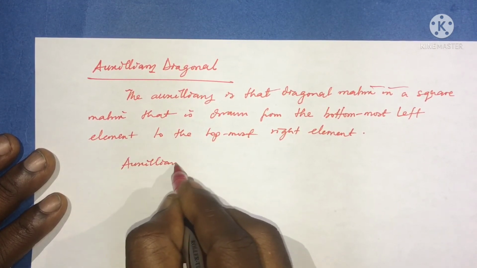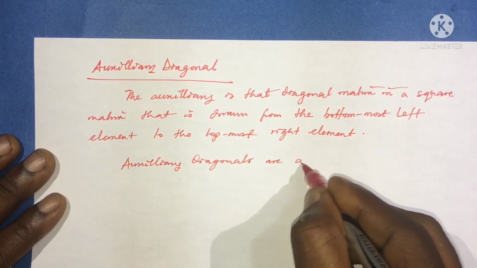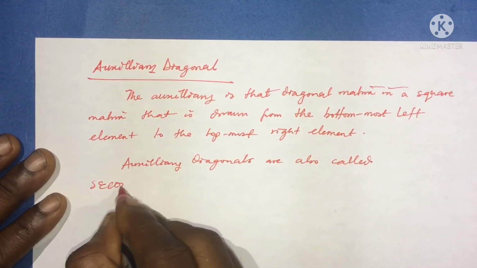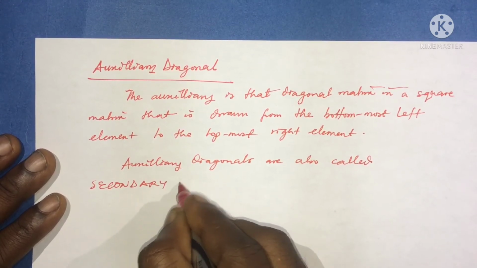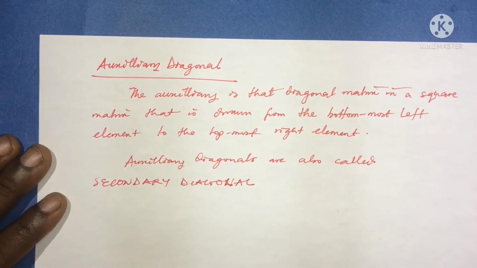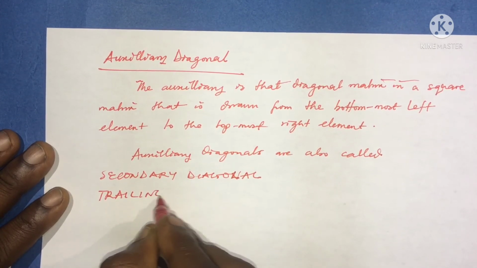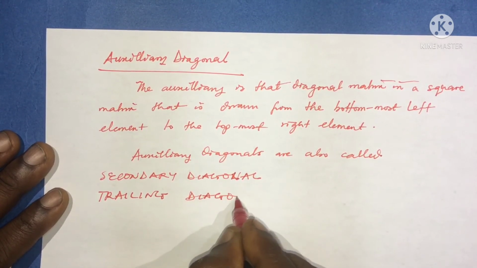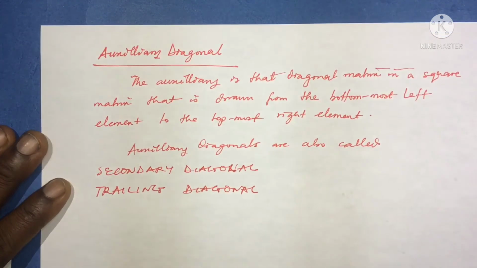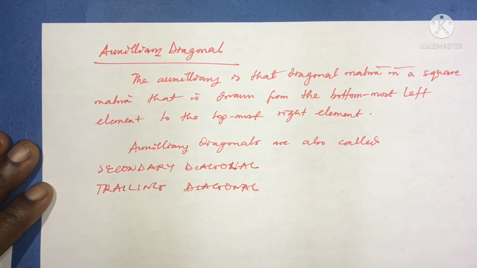Auxiliary diagonals are also called secondary diagonal. Okay, they are also called secondary diagonal, trailing diagonal. So if you don't call the auxiliary diagonal a secondary diagonal, you can also call it a trailing diagonal. Okay, so these are names you could call the auxiliary diagonal.